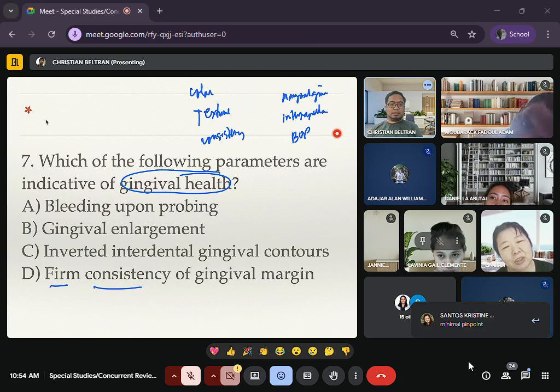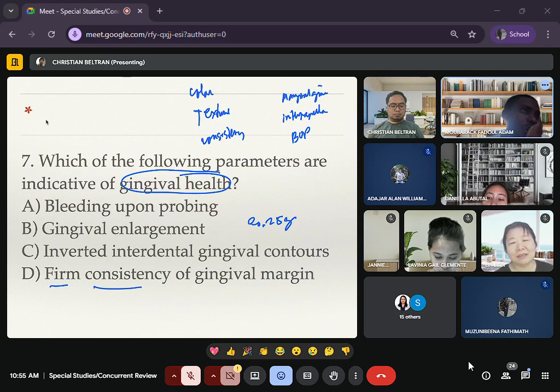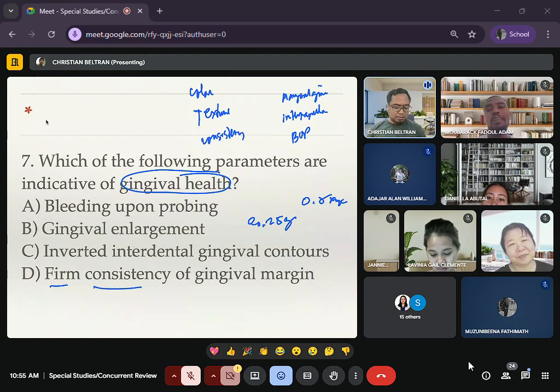Inflamed gingiva, bleeding on probing is present. Talking about bleeding on probing, we use a periodontal probe for this. And how much force do we usually apply when probing? 20 to 25 grams of force. Okay, what's the diameter of the probe? 0.5 millimeter is the diameter of your periodontal probe.